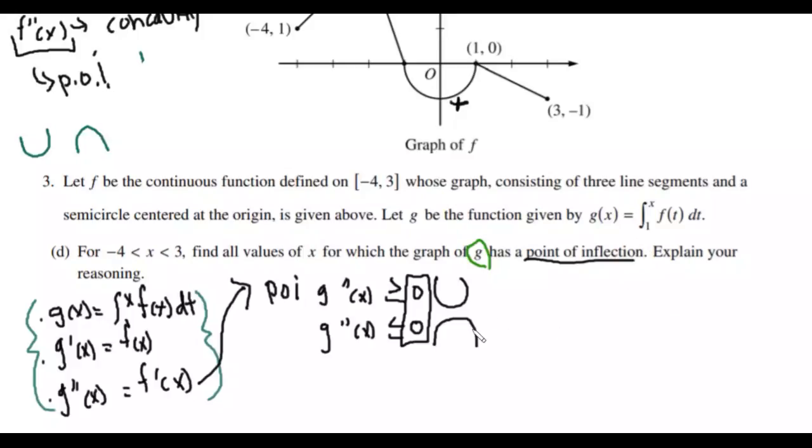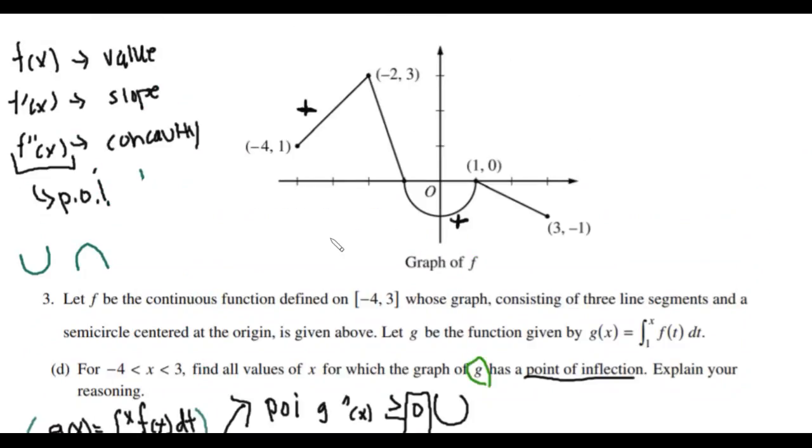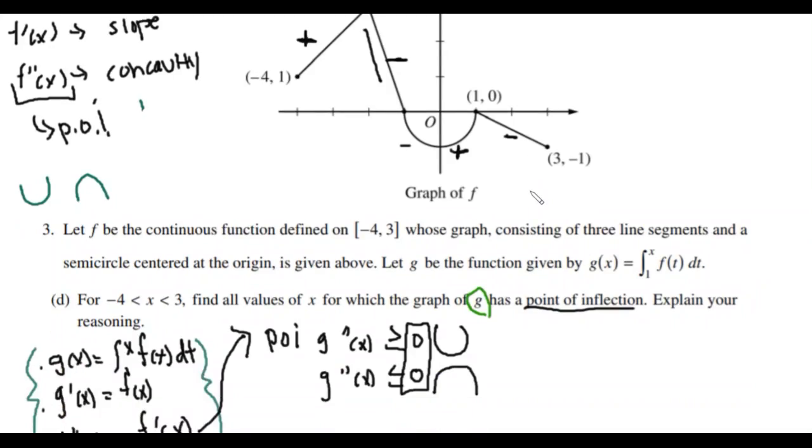For it to be concave down, G double prime has to be less than 0. f prime x has to be less than 0. f prime x is slope. So slope, this is going down this way, right? So it's negative. Again, this time, negative. And this time again, negative. Now it's our job to just find the answer.